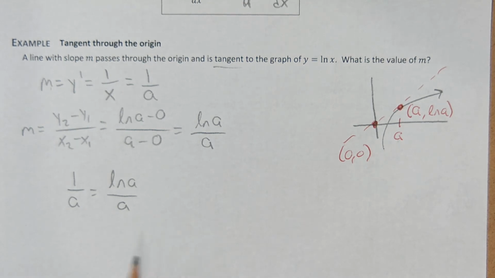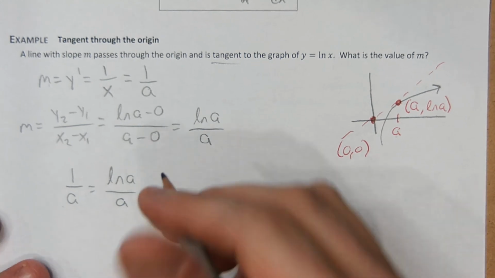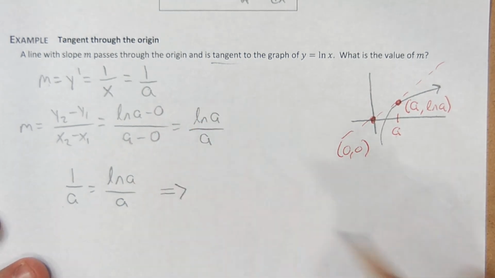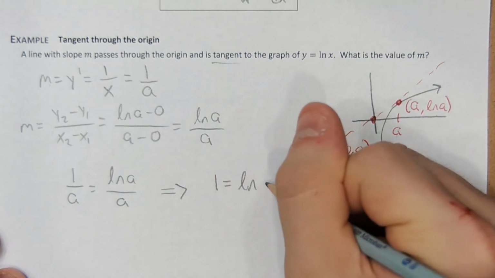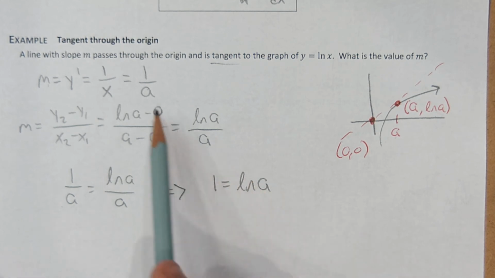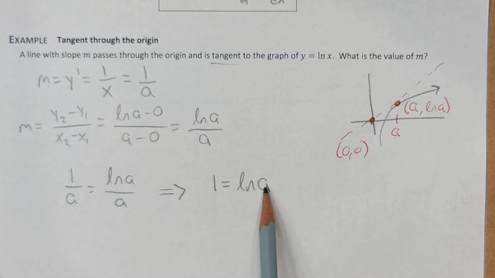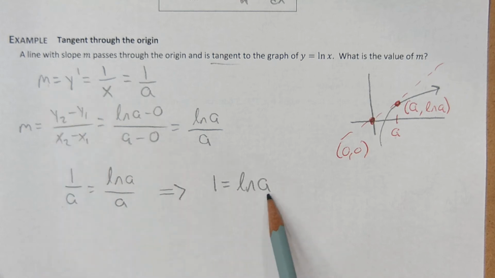Well, since the bottoms of these two fractions are already equal, the only way this is true is if the tops are equal. And we can figure out what m equals if we know what a equals, because if we know what a equals, we can put it right there. And that would tell us what m is. So we just solve for a.